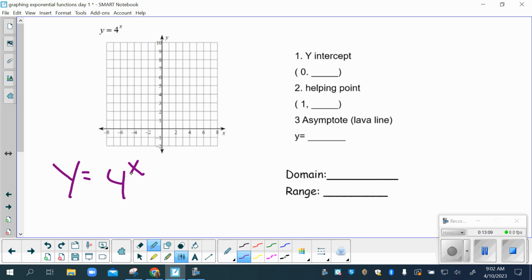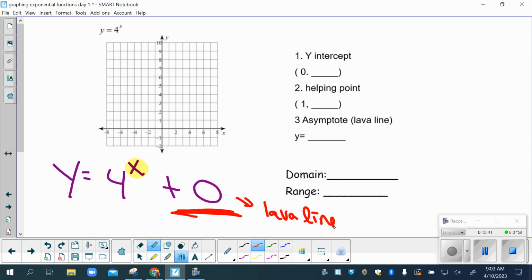And now I'd like you to add something to it. I'd like you to add a +0. And do you know why I can do that? Because I can add 0 to anything, and it doesn't hurt. And here's what I'm going to tell you. From here on out, if you have an exponential problem, the number that's added on right here is always your lava line. It is your asymptote. And it is super, super easy.